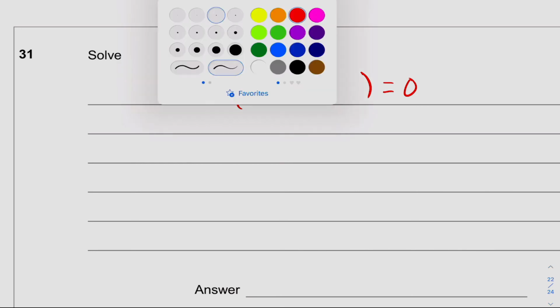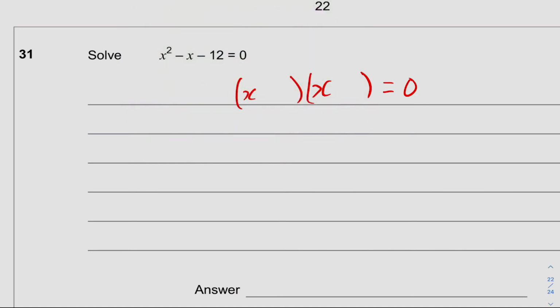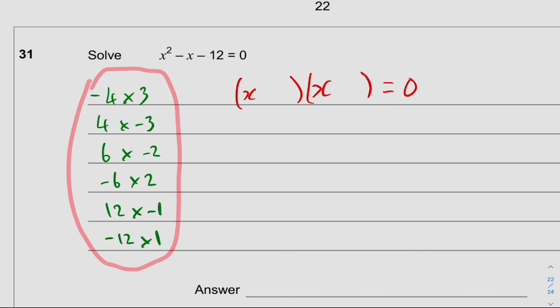What we then need to do is find two numbers that multiply to give negative 12 and that add to give minus x or minus 1. So all the numbers that multiply to give negative 12 are minus 4 multiplied by 3, 4 multiplied by negative 3. We've then got 6 multiplied by negative 2, negative 6 multiplied by 2, 12 multiplied by negative 1, and negative 12 multiplied by 1. So all of these numbers multiply to give negative 12, but there's only one that will add to give negative 1. So let's start with the top one.